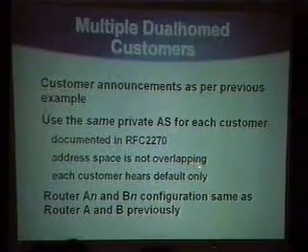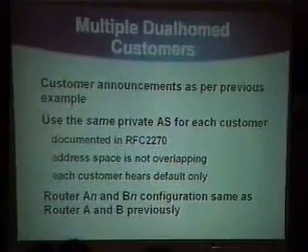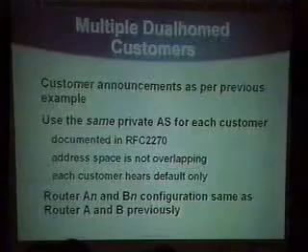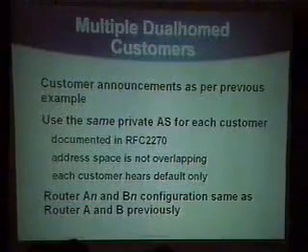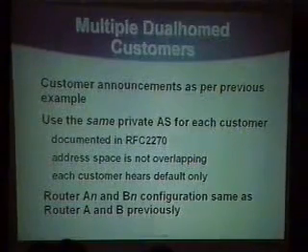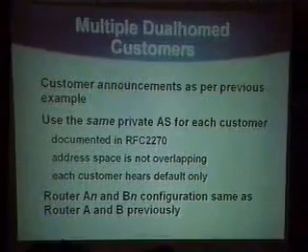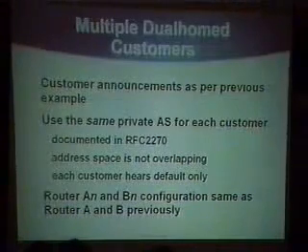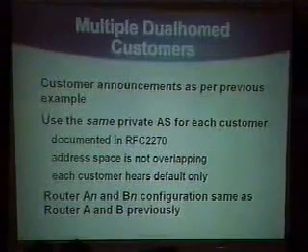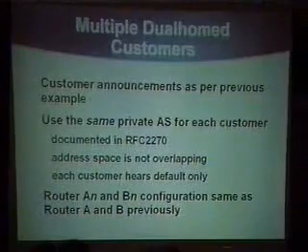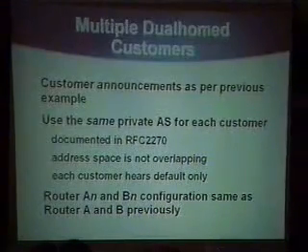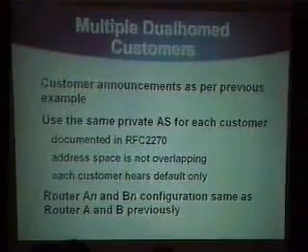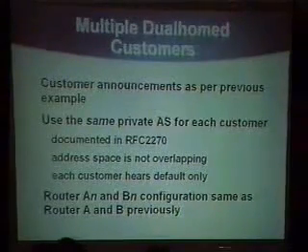Address space is not overlapping. The reason it works is the customer only hears the default route. The customer only hears the default from the upstream. The upstream does not send the full routing table to the customer. There's no need for it. Okay? So you don't have a problem of split up ASs or routing loops. AS path loop detection. Router A configuration, B configuration is the same as the routers previously.